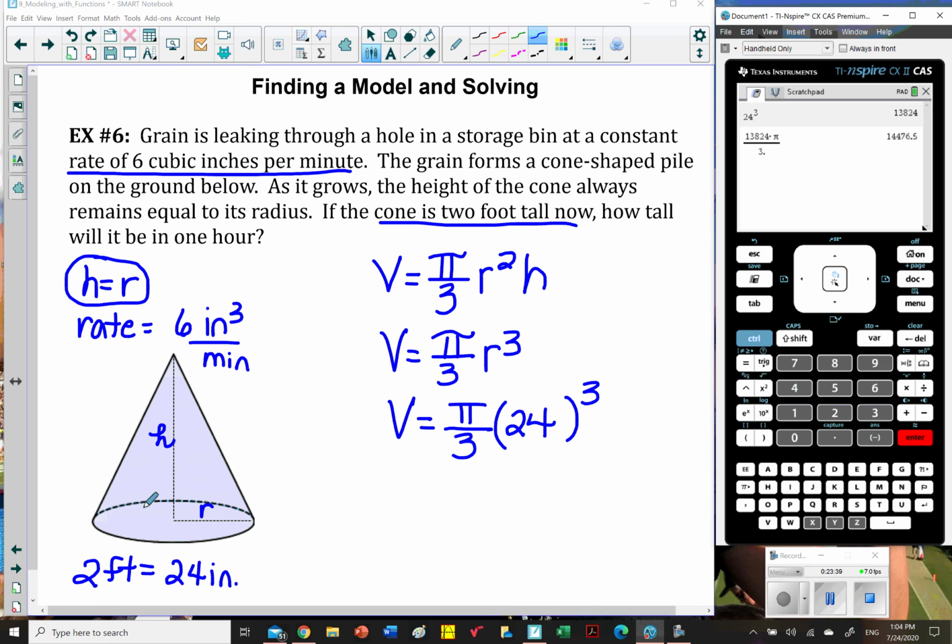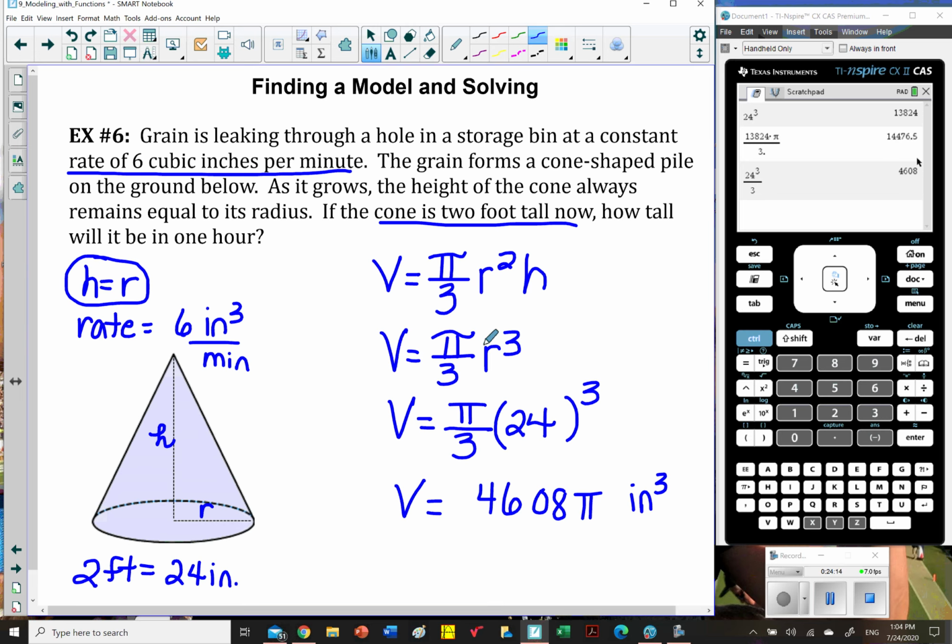we've got, let's see, I think I left it as a single answer here. 24 cubed divided by 3. Let's leave the exact answer for a minute. That's 4608 pi cubic inches. So that tells me what's happening.